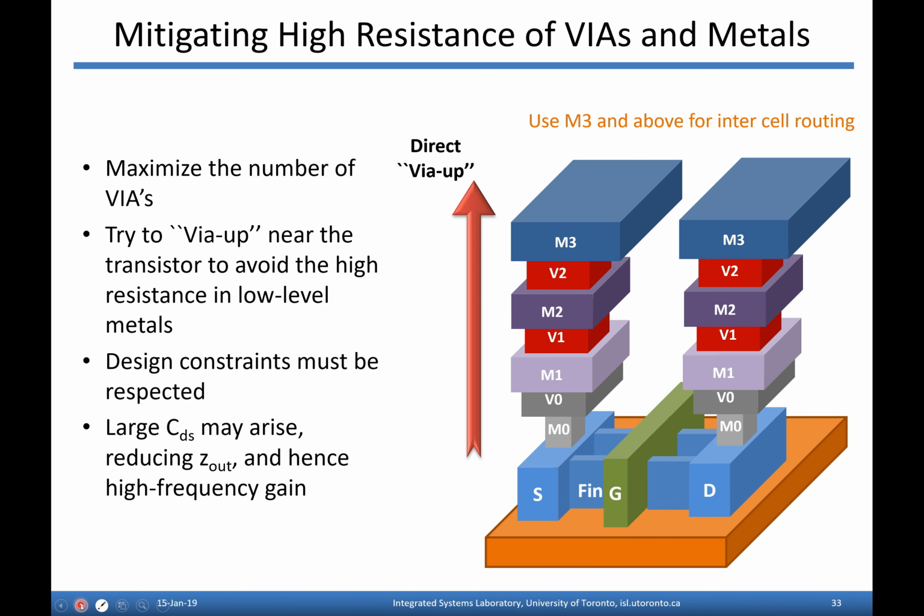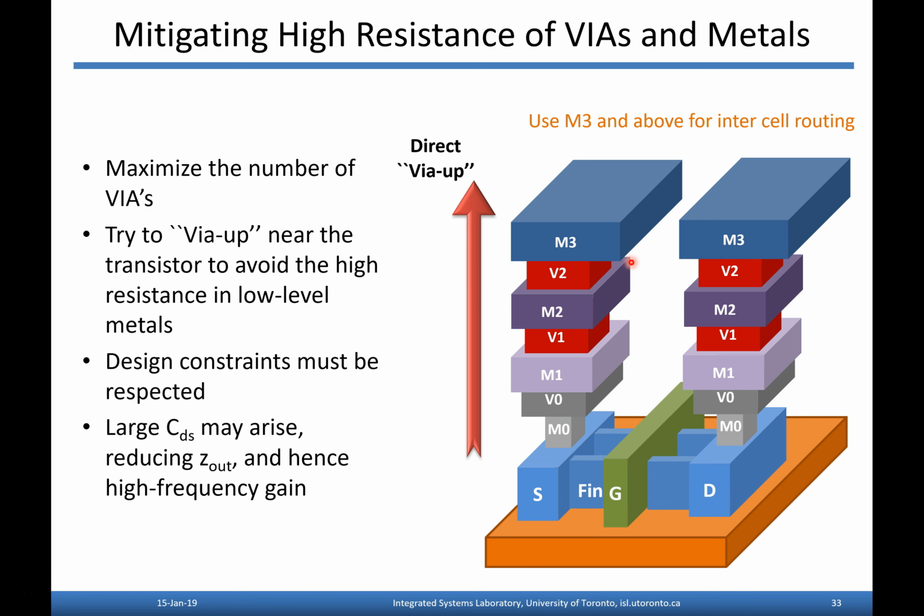So as far as the high resistance of those vias, the low-level metal layers like the M0s, the contact layer, usually the approach there is you just want to via up to higher layer metals that have less series resistance as close to the transistor as you can, to minimize that resistance. The problem there is that as you go up, you've got to respect all the design rule constraints while you do that. And that can be tough. And even if you do respect all the design rule constraints, you're introducing tons of parasitic capacitances as you go up. You've got more and more metal in close proximity to each other.